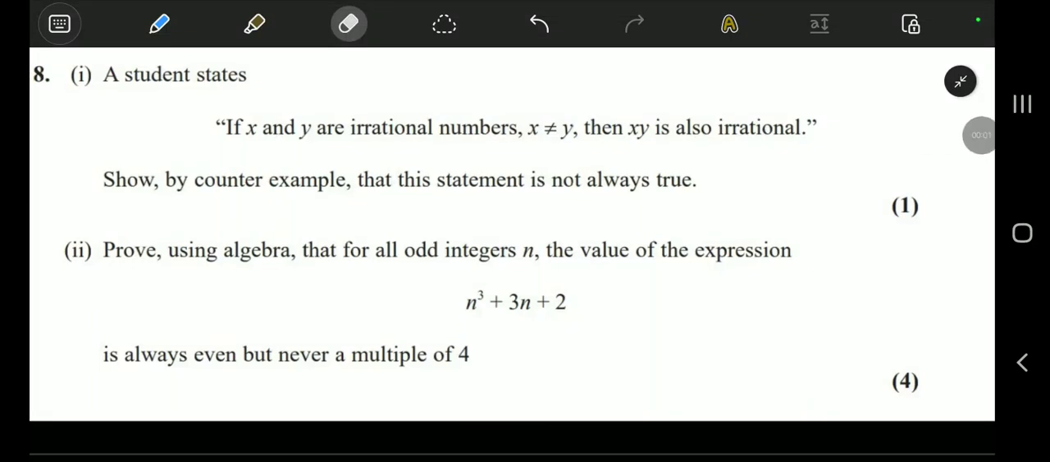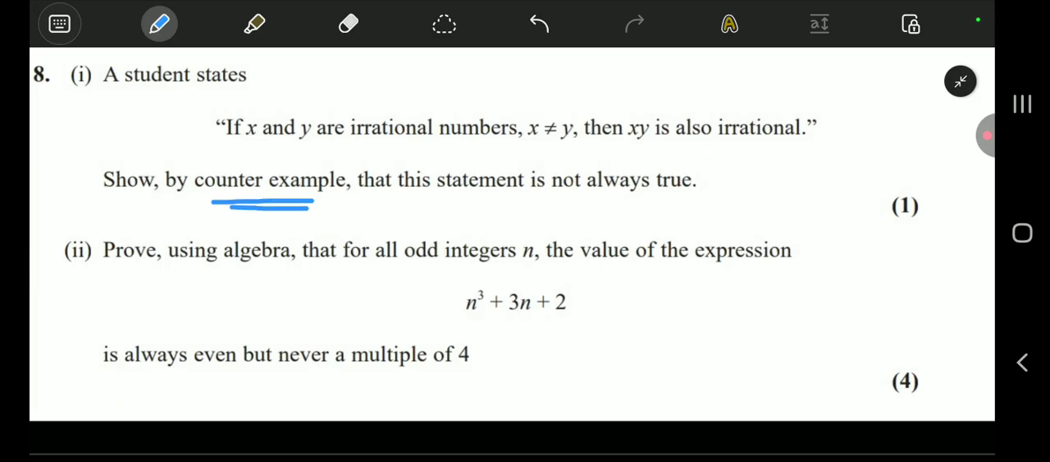Okay, so question 8 says a student states if x and y are irrational numbers and x is not equal to y, then xy is also irrational. Show by counterexample that this statement is not always true. Okay, what does it mean to be a counterexample?